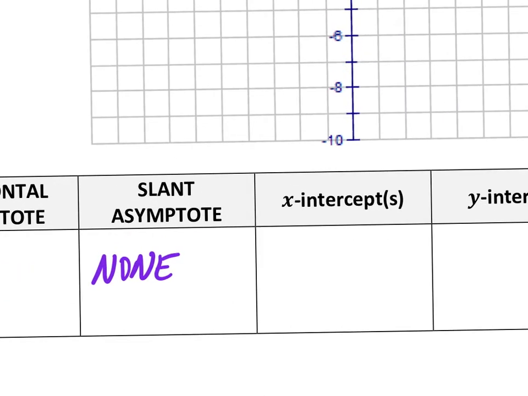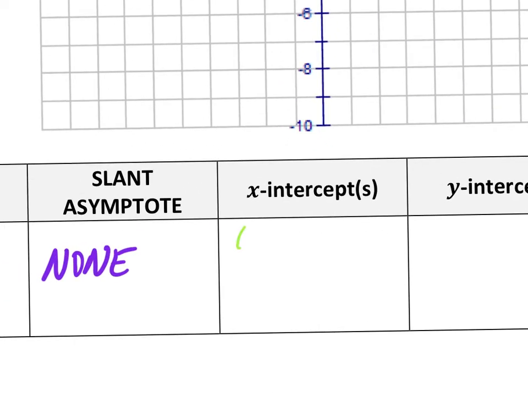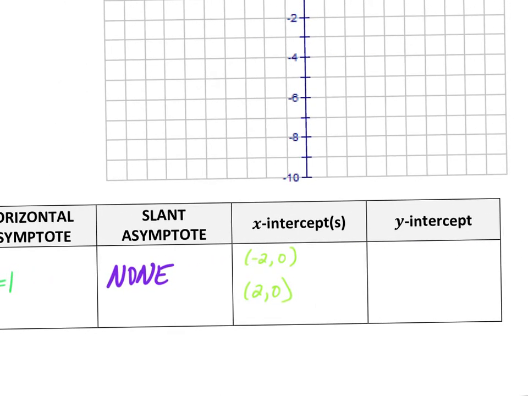at positive and negative 2. I want them written as ordered pairs. So it's going to be negative 2, comma 0, and 2, comma 0. On your test, next to the line that says X-intercept, I wrote the words ordered pair. So I want the answer in a what? Ordered pair. Okay, good.